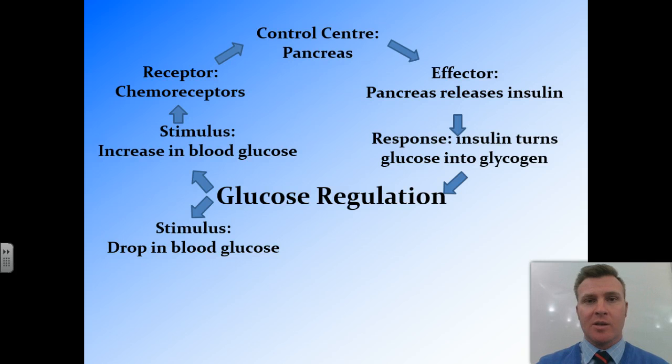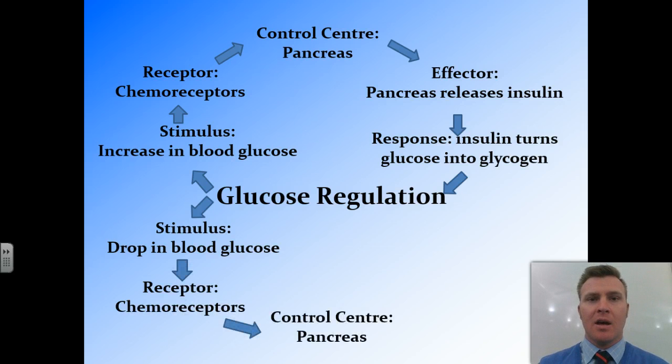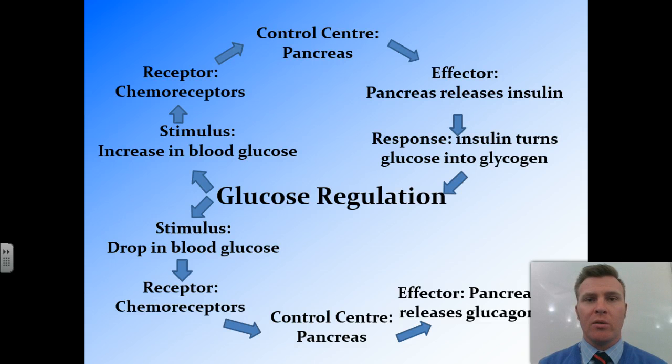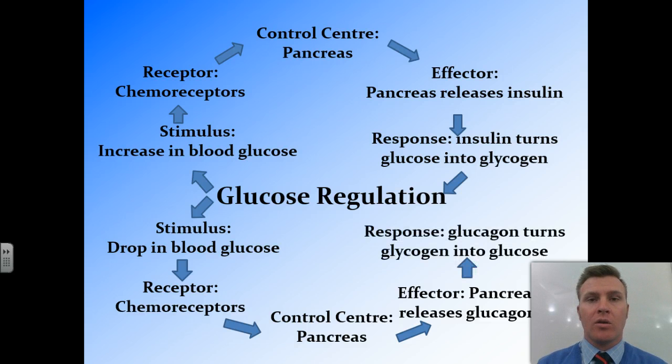The opposite can also occur when there's a drop in blood glucose. The chemoreceptors again pick this up. The pancreas and hypothalamus signal for the pancreas to release glucagon. Glucagon stimulates the process of glycogenolysis, which turns the glycogen back into glucose, releasing it into the blood, bringing our glucose to normal levels.